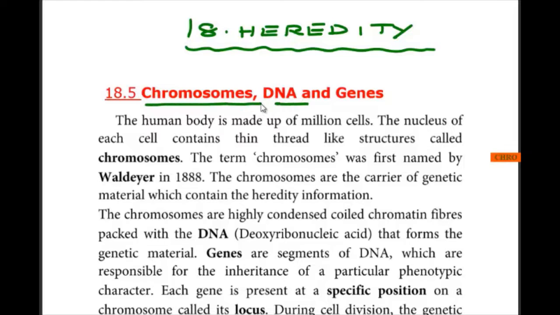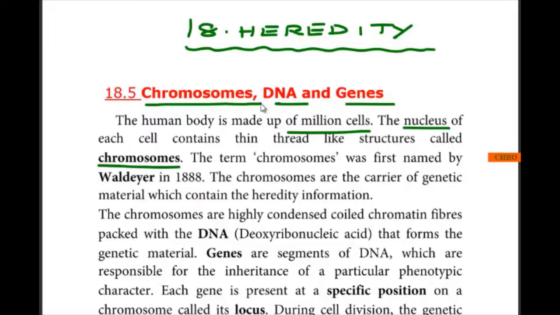Chromosomes, DNA and genes. First we will see the introduction and then we will go into the details in next videos. So we know that our body is made up of several million cells. Each cell has a structure called a nucleus, and inside the nucleus there is a thread-like structure, we call it a chromosome.